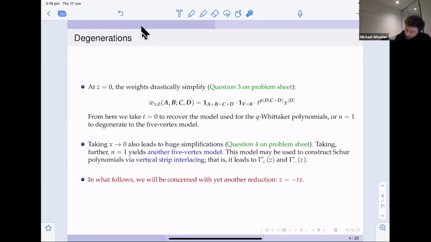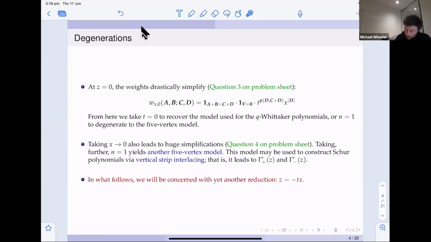Okay, and so in terms of the language of vertex operators that people tend to prefer, this would actually correspond with getting the vertex operators gamma prime plus and gamma prime minus. So these are the notations that people typically use when they're looking at the vertical strip interlacing version of Schur polynomials. And the full ensemble of gamma plus minus and their prime versions, you can use these to define the most general types of Schur processes.